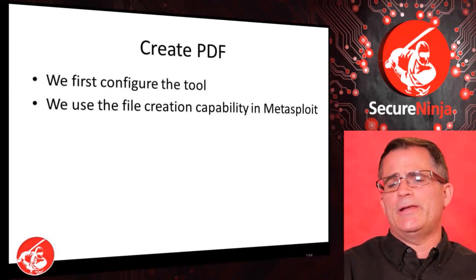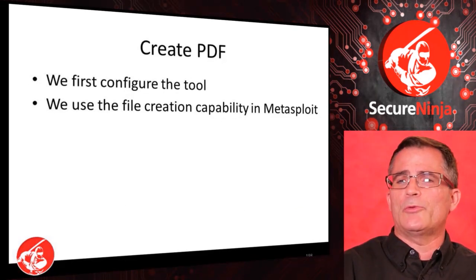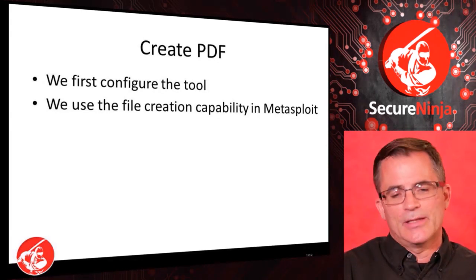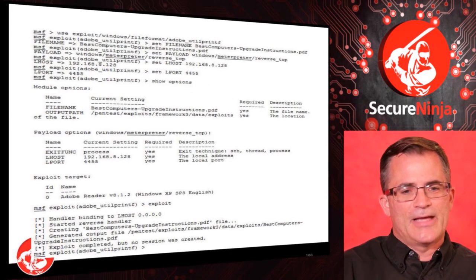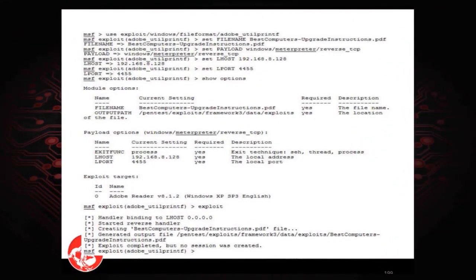Well, how do we create the PDF? We configure a tool. Remember our tool, our exploit framework, Metasploit, has a file creation capability in it that allows us to create the PDF. And that's what we're showing here. Use exploit windows, file format, Adobe util printf. So what we're doing here is we're setting up a utility to create a PDF.